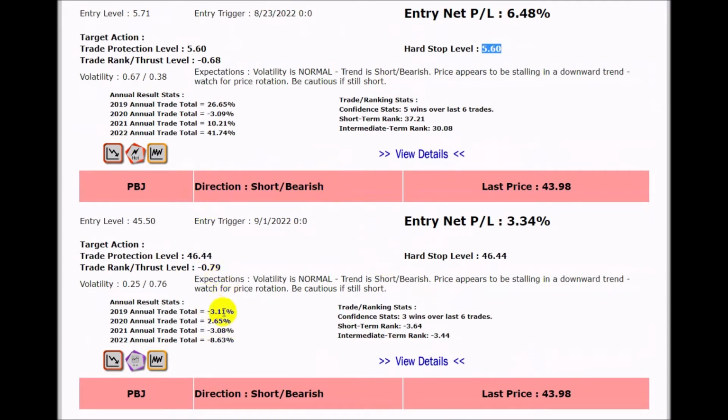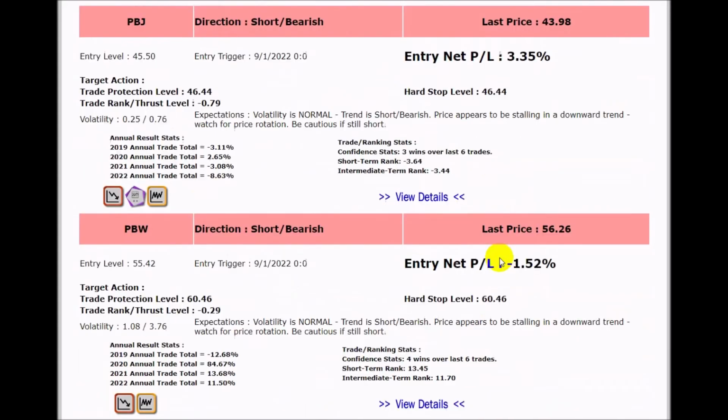PBJ has been kind of mixed, kind of flat. We have our stop right now just above our entry price. You can see here's our entry right here, 91.43.98. So we're below, current price is below our entry. Stop is just above our entry, so we're trying to protect our trade.